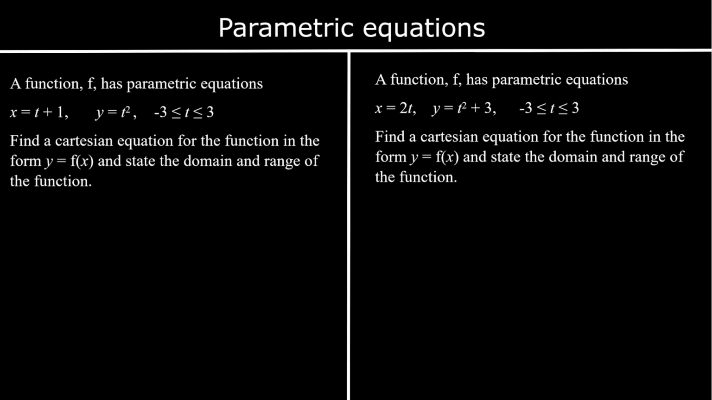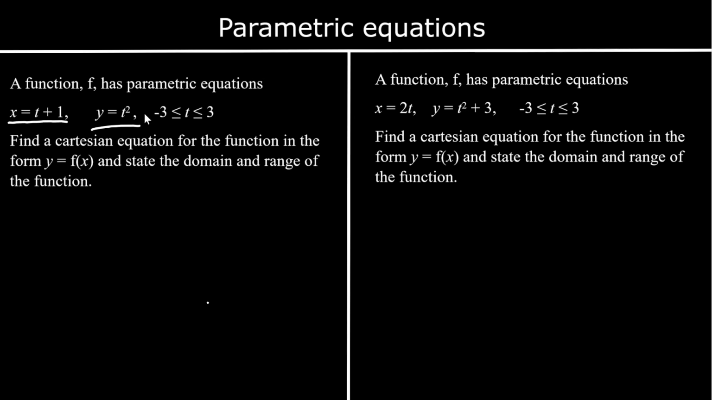When we have parametric equations, we have one equation for x and one equation for y, and they're given in another variable, which is called our parameter, and that is usually t. So in this question, x is t plus 1, and y is t squared. So when t is 1, x will be 1 plus 1, so 2, and y will be 1 squared, which is 1. So that set of coordinates is (2, 1). So we get our x coordinate from one equation, and we get our y coordinate from another equation.